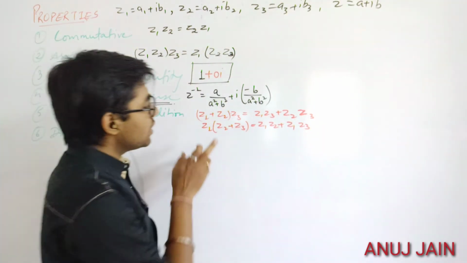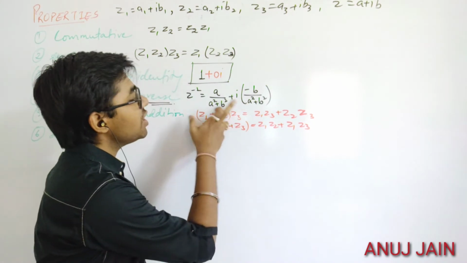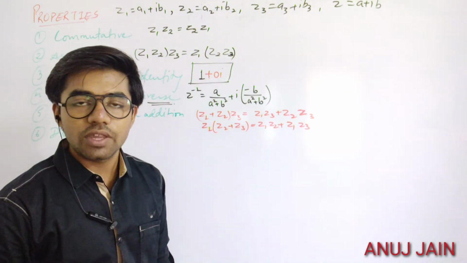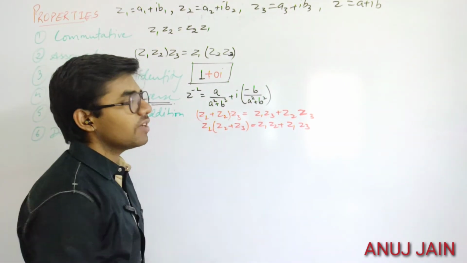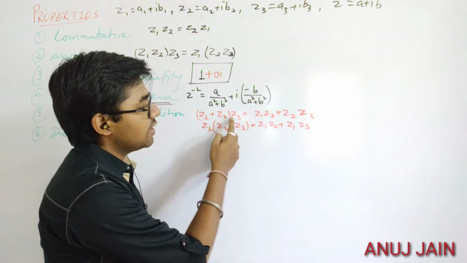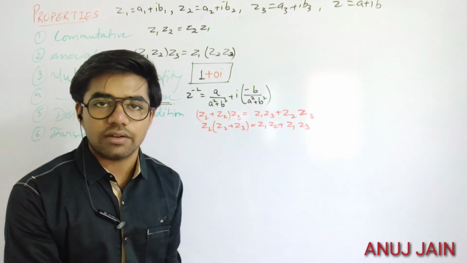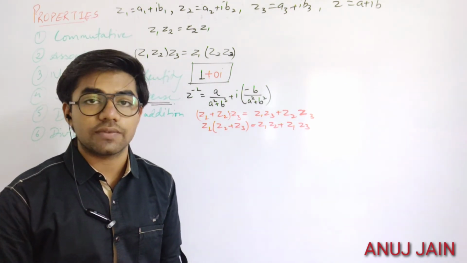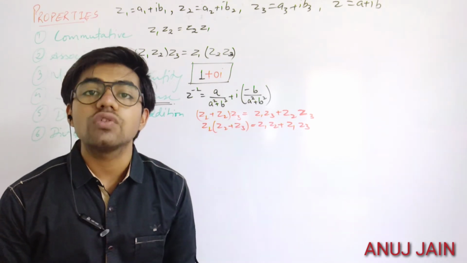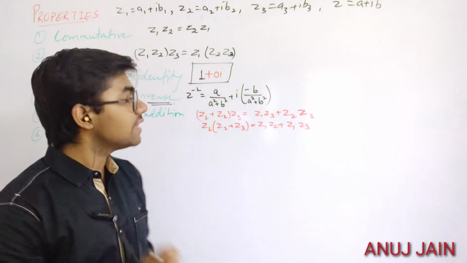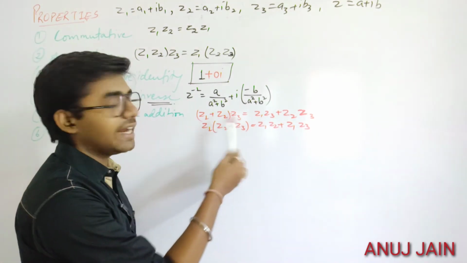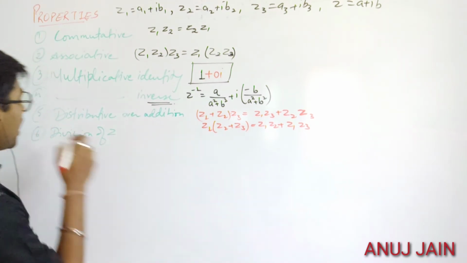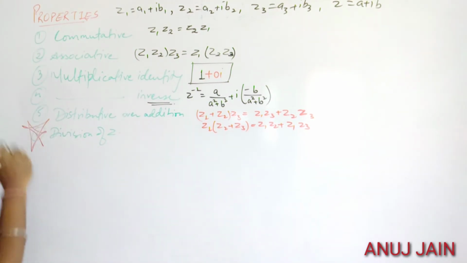So what I want to say is this distribution of multiplication over addition, either left or right, doesn't matter. Why? Because multiplication is commutative and associative. Multiplication follows commutativity and associativity. That is why distribution over left or right does not matter. Next is very important.